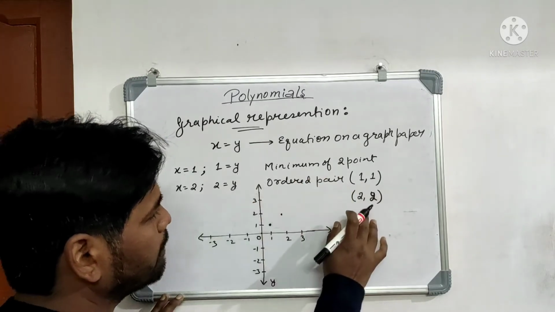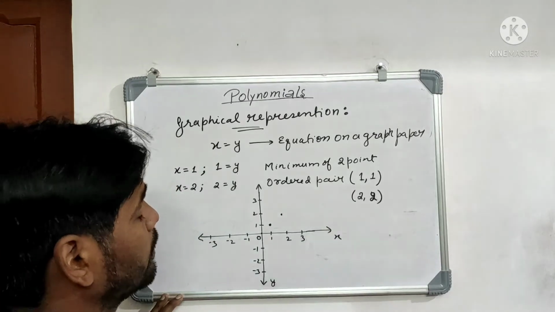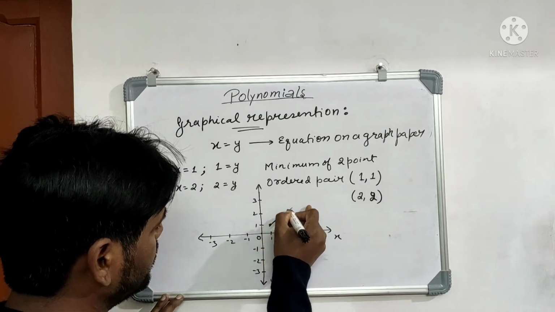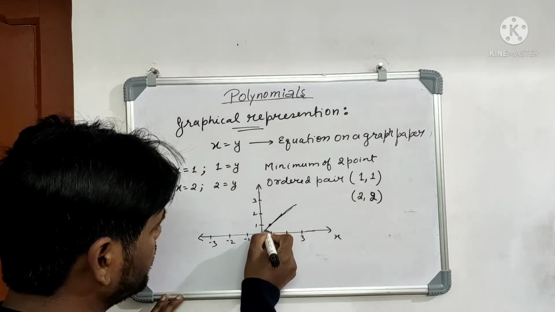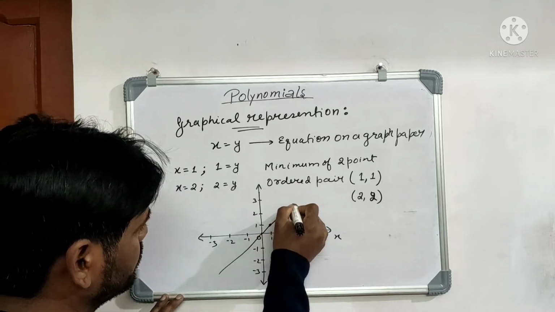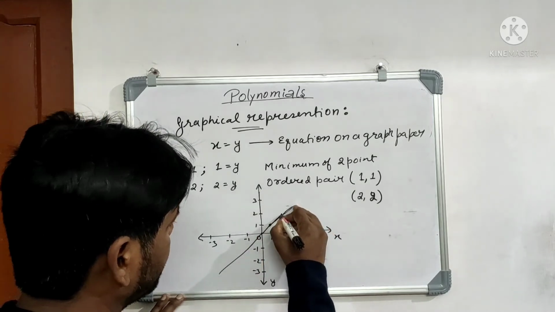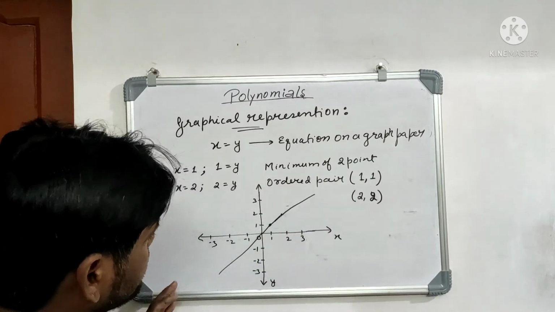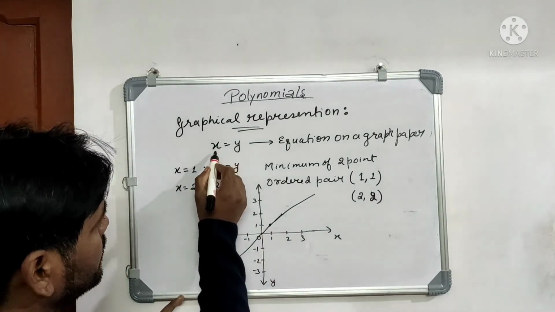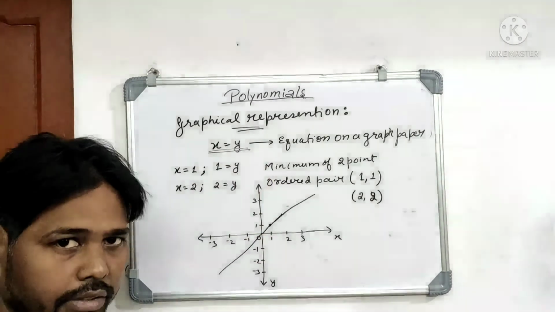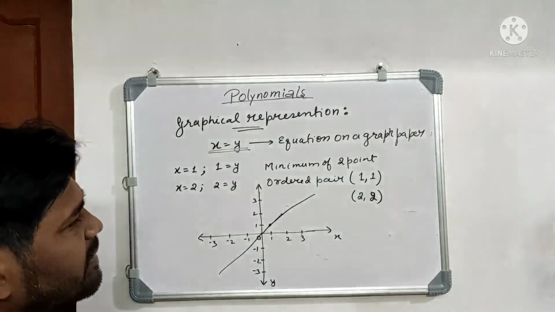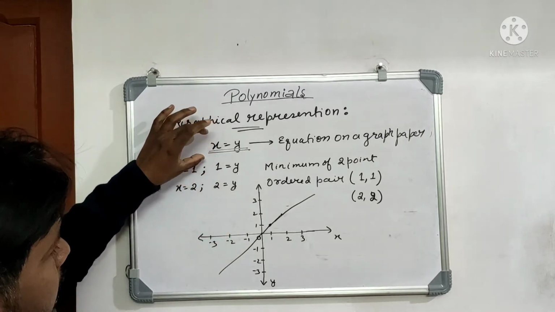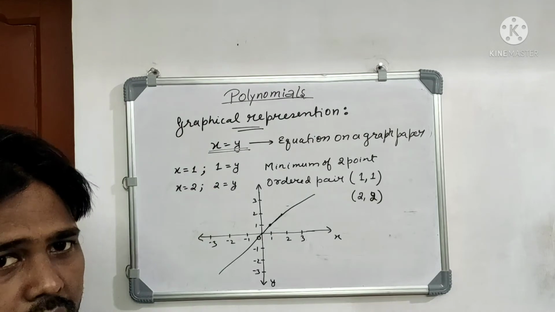Since we have taken 2, this is the minimum number of points that is required, but we can take as many points. By joining these 2 points, what we will see is that it will always pass through the origin. So we can write that this is the line that has been formed for the equation x is equal to y. This is how we can represent any algebraic equation in the form of a graph.